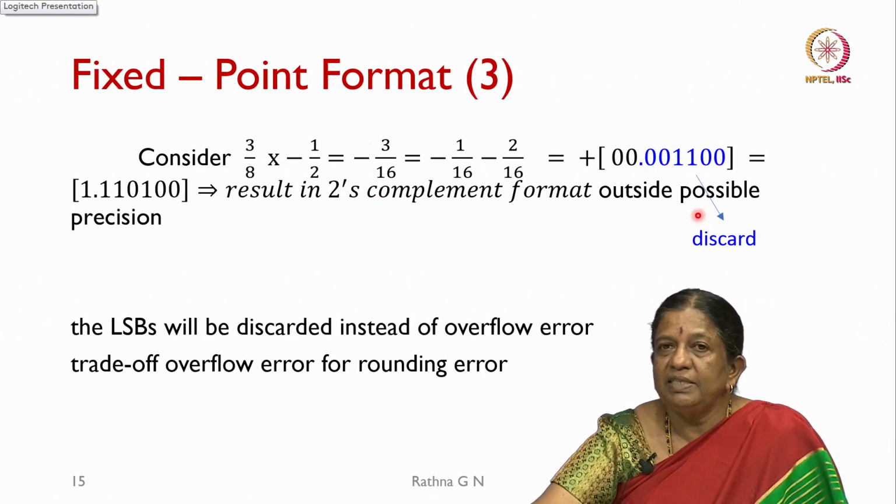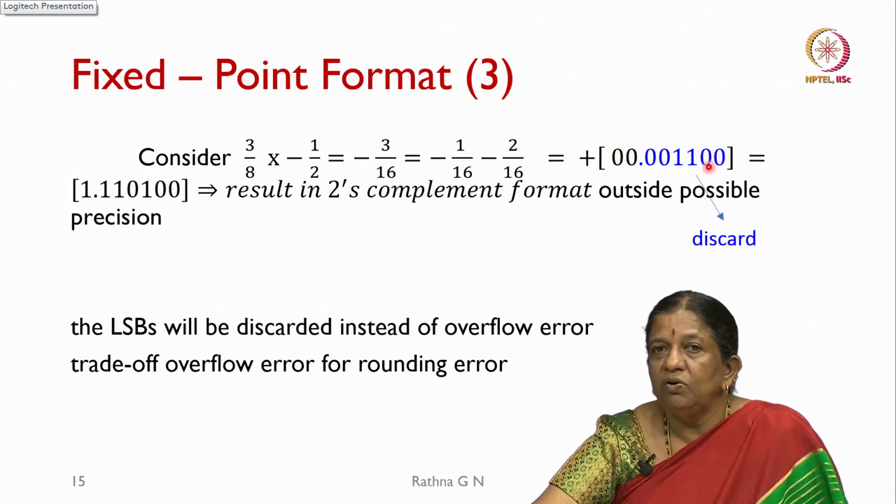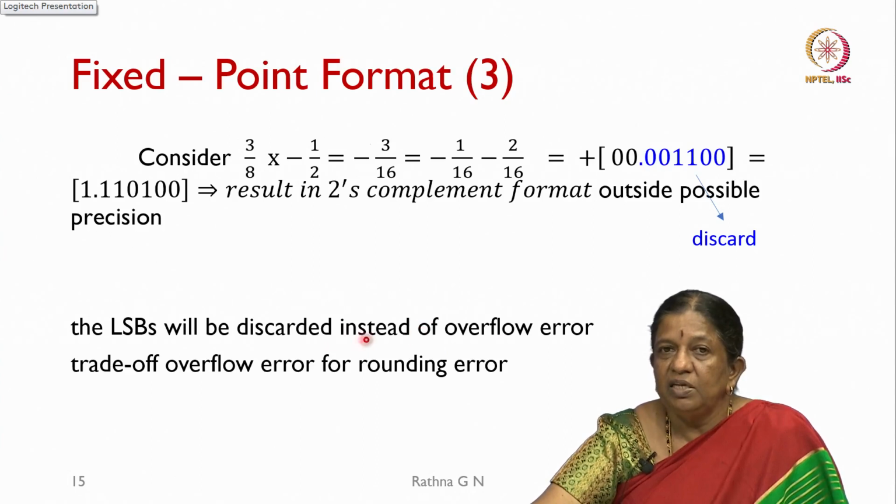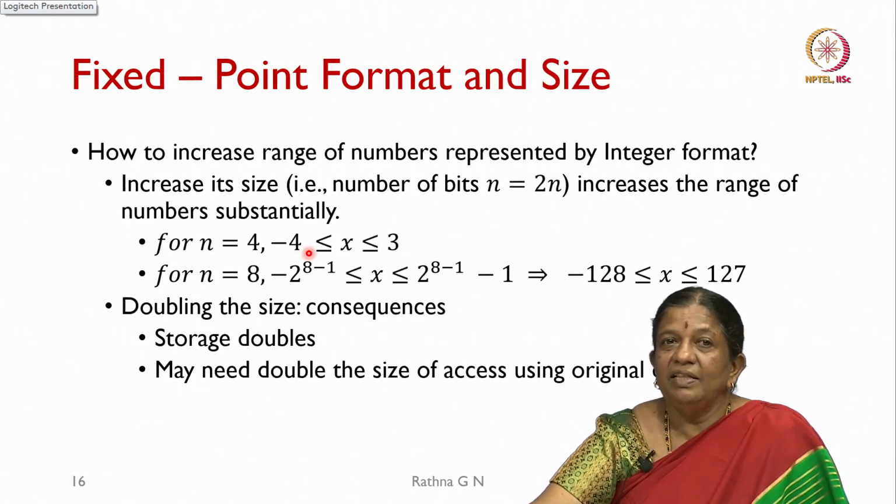So, this is outside the possible precision. In this case, we will be discarding one of the zeros here, and the lower values we can discard and then take only the 4 bits. So that is what we say: the LSBs will be discarded instead of an overflow error. What is the trade off in this case? The trade off is overflow error for rounding error that we have to consider. What is the value represented? Can you tell me in this case?